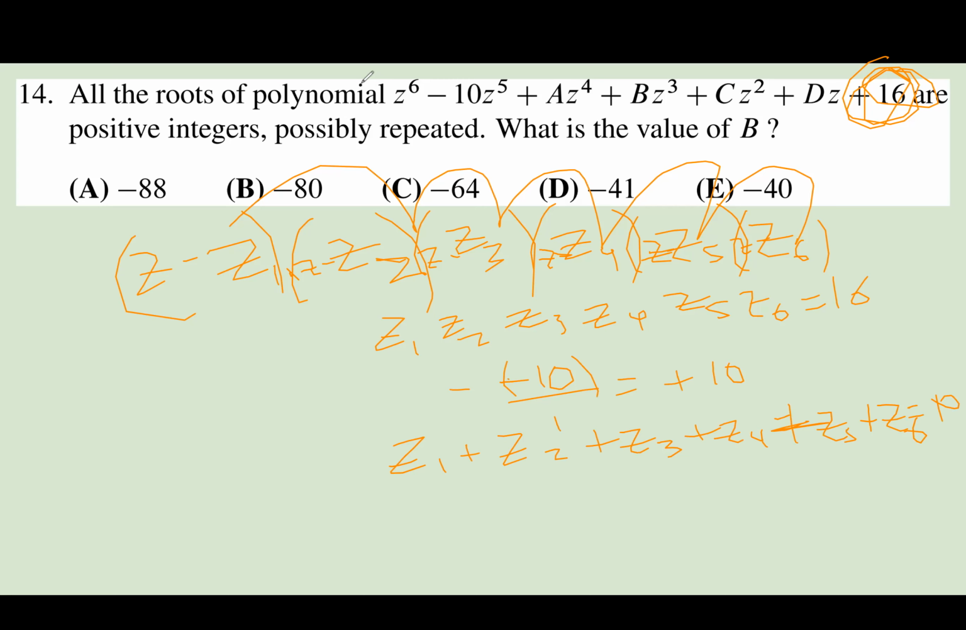Okay. So what does that tell you? Z1 plus Z2 plus Z3 plus Z4 plus Z5 plus Z6 is 10, right?